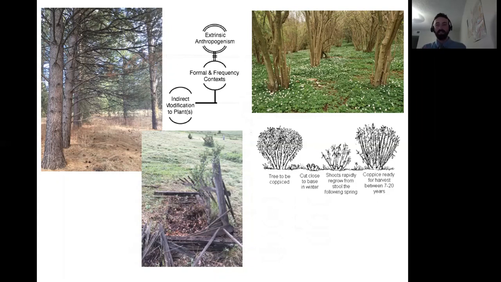So when you see instances of a lot of coppicing, and especially if it's in combination with examples of phototropism, like on the left-hand corner here, that's definitely something to keep an eye out for.